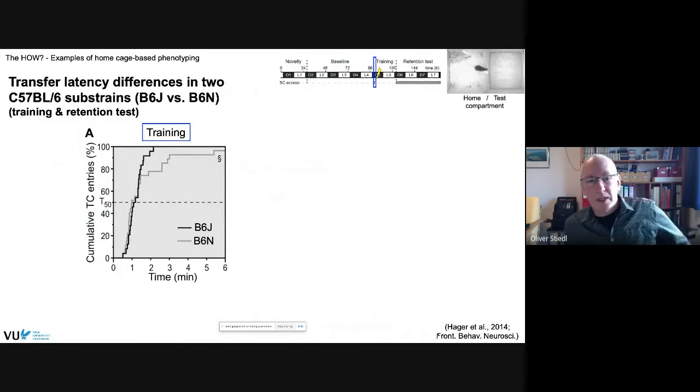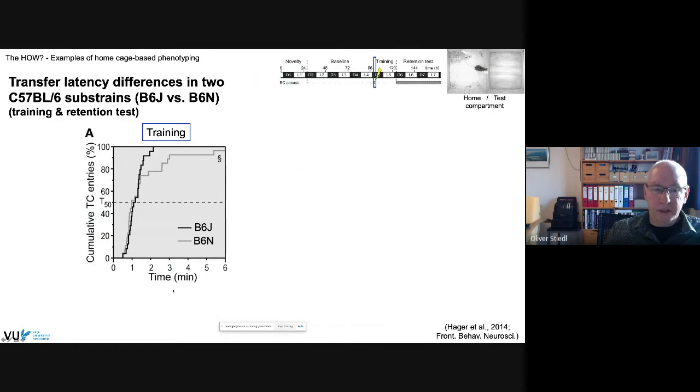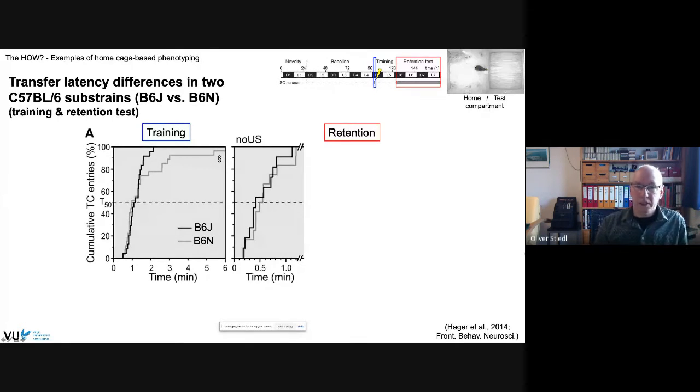So let me show you some data, and watch out, there are very different aspects on the time scale. First of all, these are the transfer latencies we see between C57BL/6J and 6N mice. There is no difference in the training phase. This is an inverted Kaplan-Meier, where you see the time where 100% of the animals have transferred into the test compartment, and this is the video where you can see the same for the others. There was one animal sound asleep and did not notice that even the door was opened, and the half time is the same.